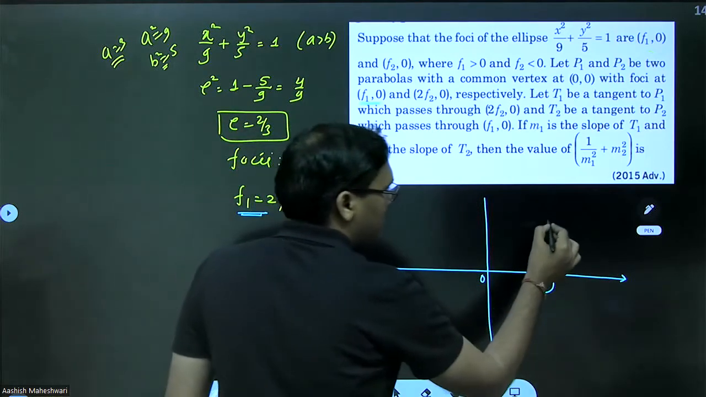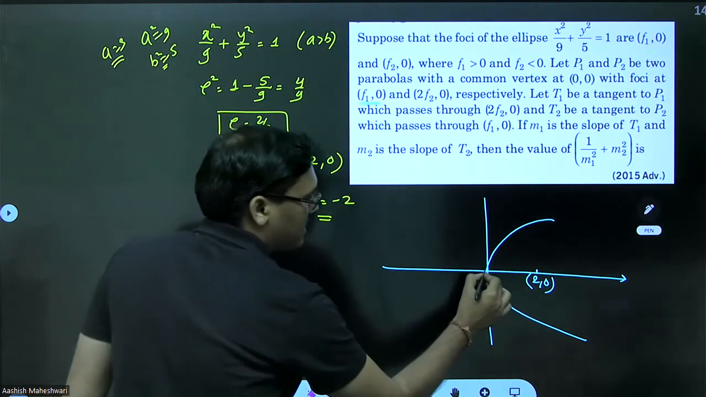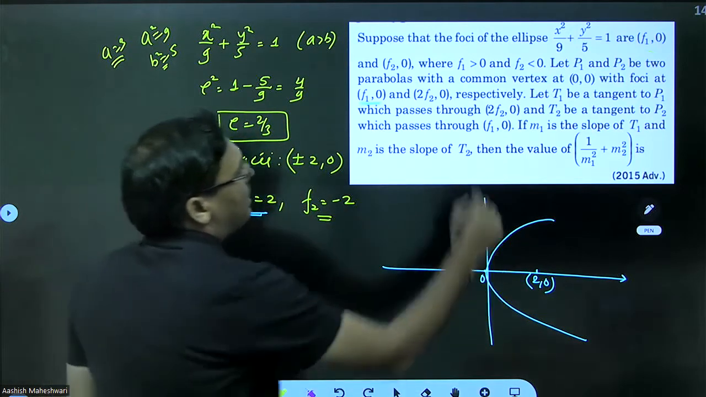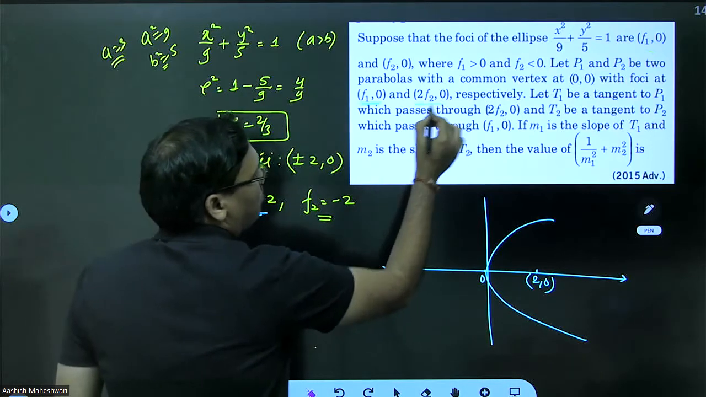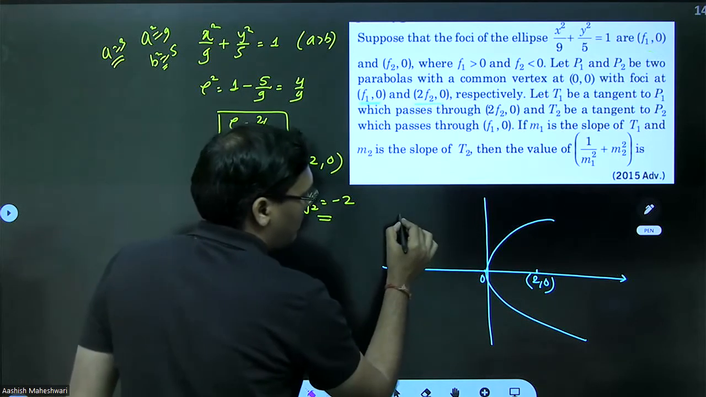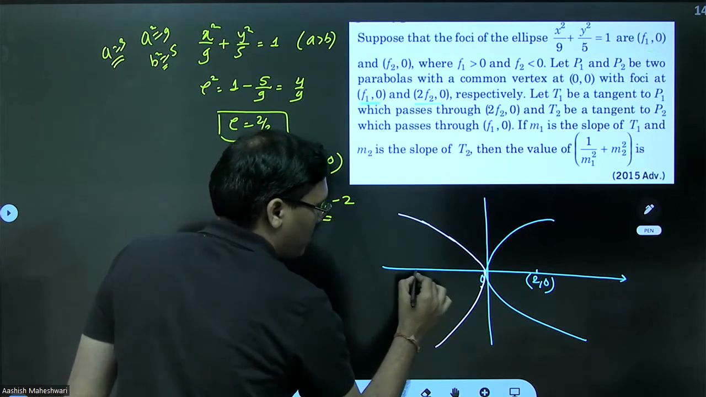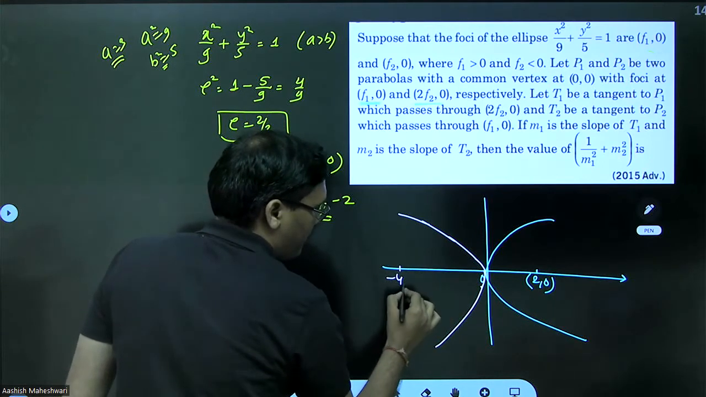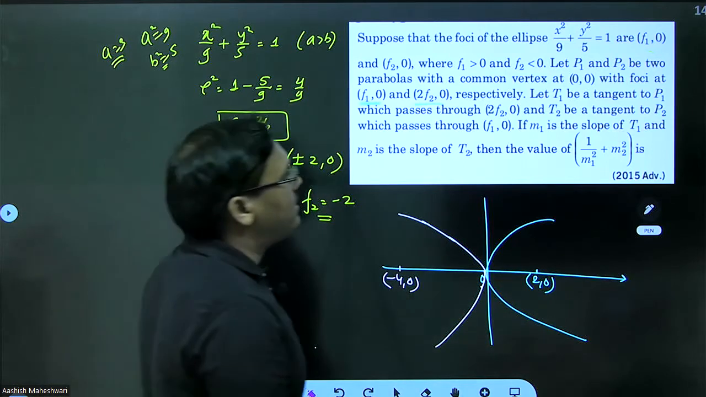So this is one parabola, right? Which has the vertex at the origin. And the other parabola has focus at 2F2, that is minus 4 comma 0. So this is the second parabola whose focus is at 2F2, which is minus 4 comma 0, right?